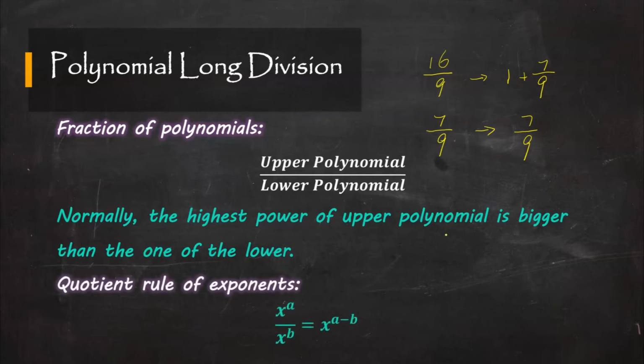Here we're going to use the quotient rule of exponents. We have x to the power of a over x to the power of b is equal to x to the power of a minus b. And for long division, we always have a bigger than or equal to b. If a is smaller than b, then there's no point in using long division.